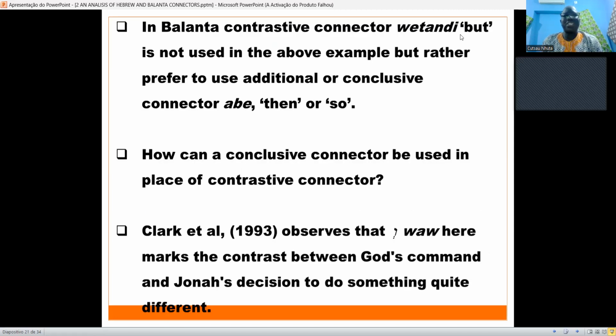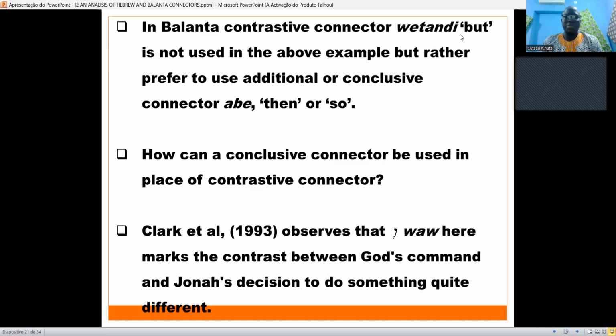In Balanta, the contrastive connector wetandi is not used in the above examples, but rather they prefer to use additional or conclusive connectors: abe, then, or so. How can conclusive connectors be used in the place of a contrastive connector?